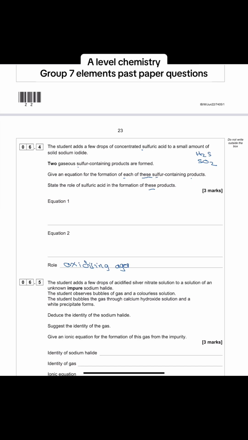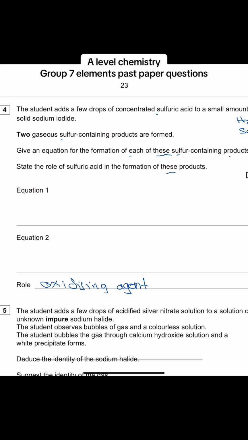So now let's write the two equations. You don't need to memorize this equation. You just need to know what the products are. We're going to construct these equations from the two half equations. The first one is the iodide is going to be oxidized to give iodine, and the sulfate is going to be reduced to give sulfur dioxide. So this is the first one, and then we're going to add the two equations together.